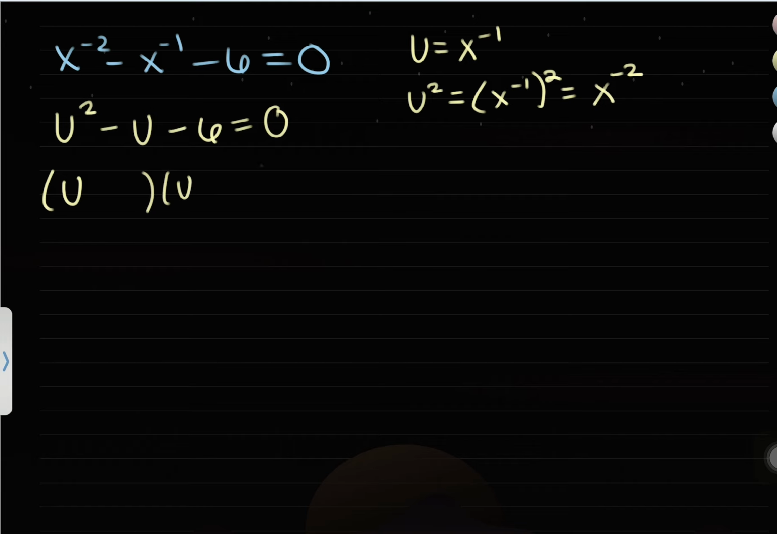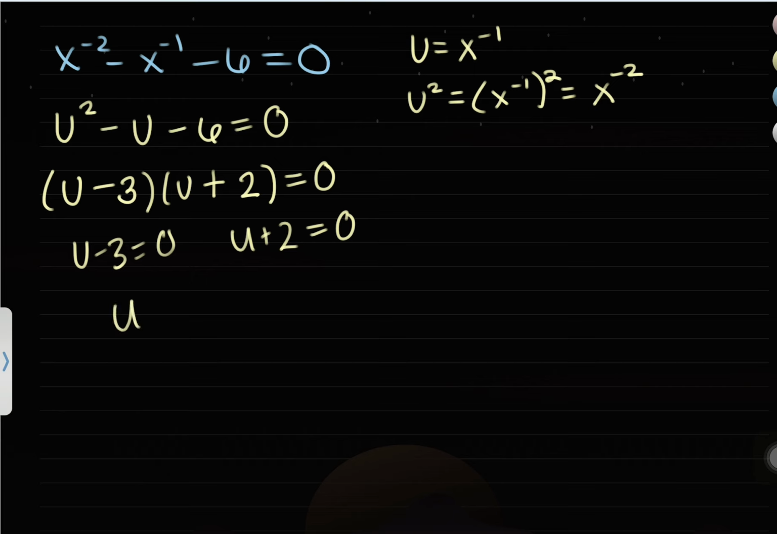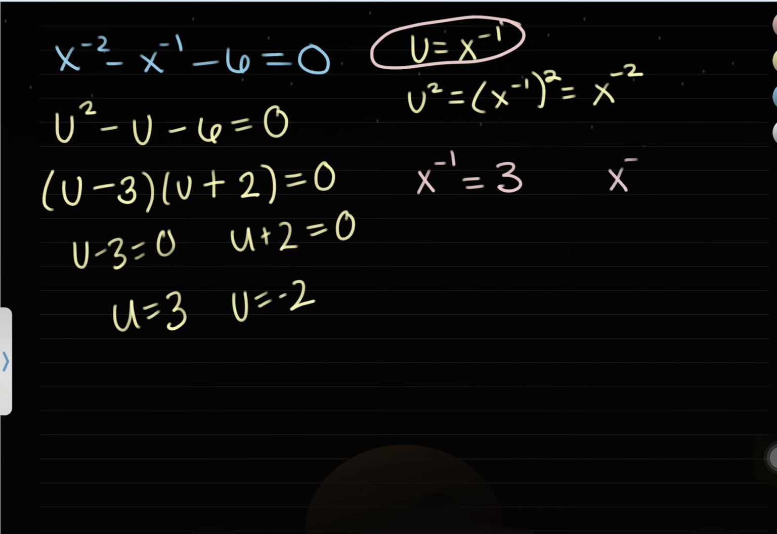So let's see, product of 6, it could be 3 and 2. And if I make it a negative 3 and a positive 2, that will add up to negative 1. So u minus 3 could equal 0, or u plus 2 could equal 0. That means u equals 3, or u equals negative 2. Once again, just like in the previous problem, we're not solving for u, we're solving for x. So I'm going to go back to that definition. u was x to the negative 1. So x to the negative 1 could equal 3, or x to the negative 1 could equal negative 2.